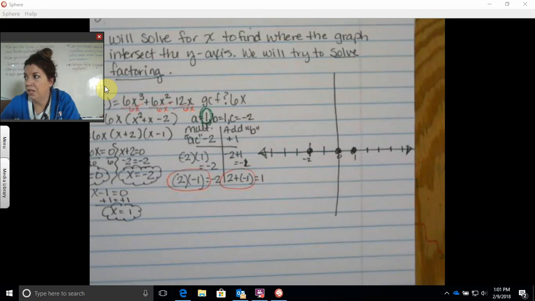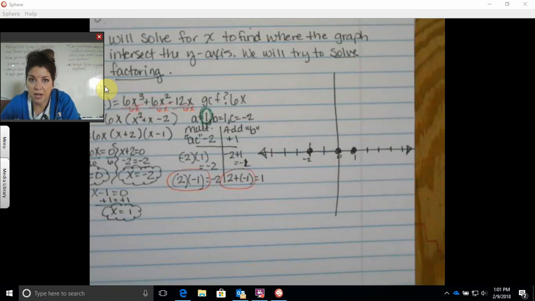This is when knowing your end behavior comes in handy because you've got to do a lot less math if you know the end behavior. Our end behavior was down and up. Remember, down, the first word, describes the left side of your graph. Up, that was the second word, describes the right side of your graph, okay?